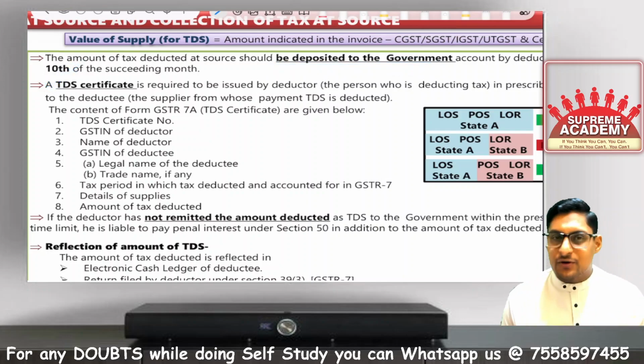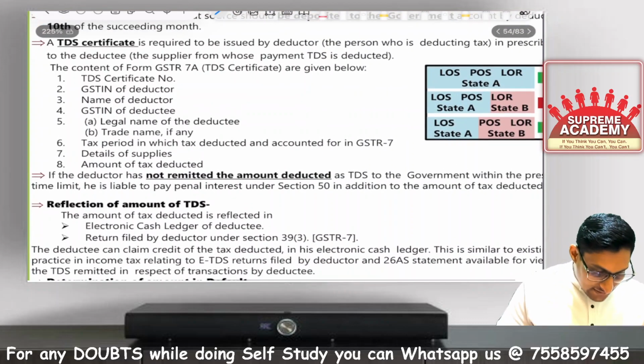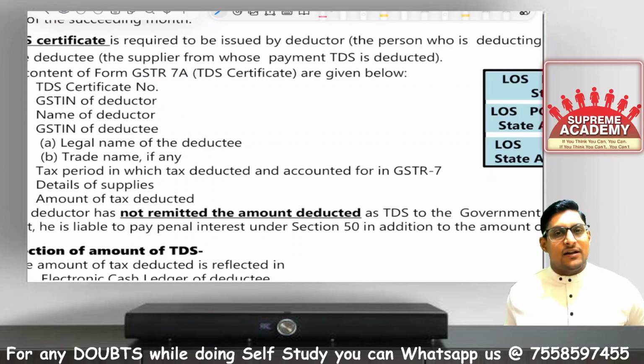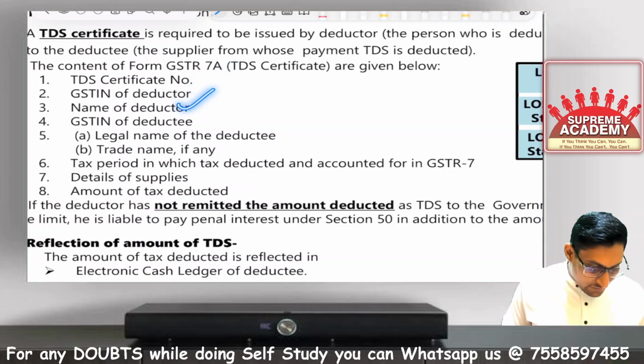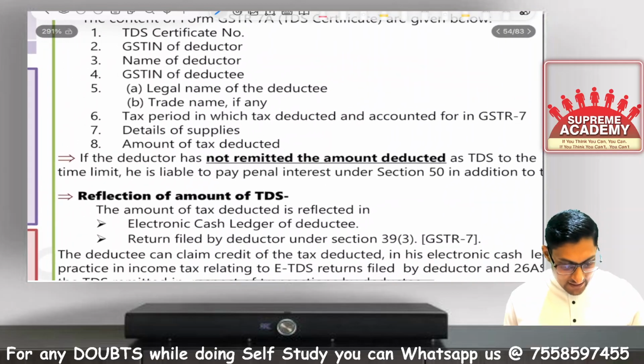Now, the second responsibility of the deductor is to compulsorily issue a TDS certificate to the supplier, the deductee, and this certificate will be issued under GSTR 7A. What will be the details of this certificate? The certificate number, GSTN of the deductor, name of the deductor, GSTN of the deductee, legal name of the deductee, trade name if any, tax period for which tax is deducted and accounted for in GSTR 7, details of the supplies and amount of tax deducted. All these details will be given under the TDS certificate issued by the deductor under GSTR 7A.